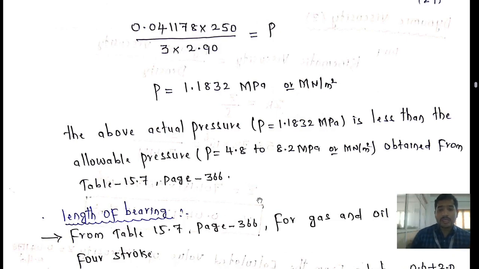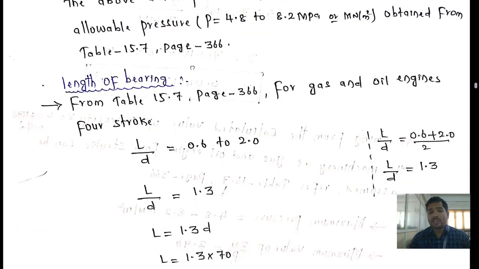Okay, so let us see over here. If the pressure lies in between, it's okay. If it is more than that, our design will not be safe. Here the allowable pressure lies in between 4.8 to 8.2 megapascal, obtained from table 15.7 and page number 366 of the design handbook by Mahadevan.